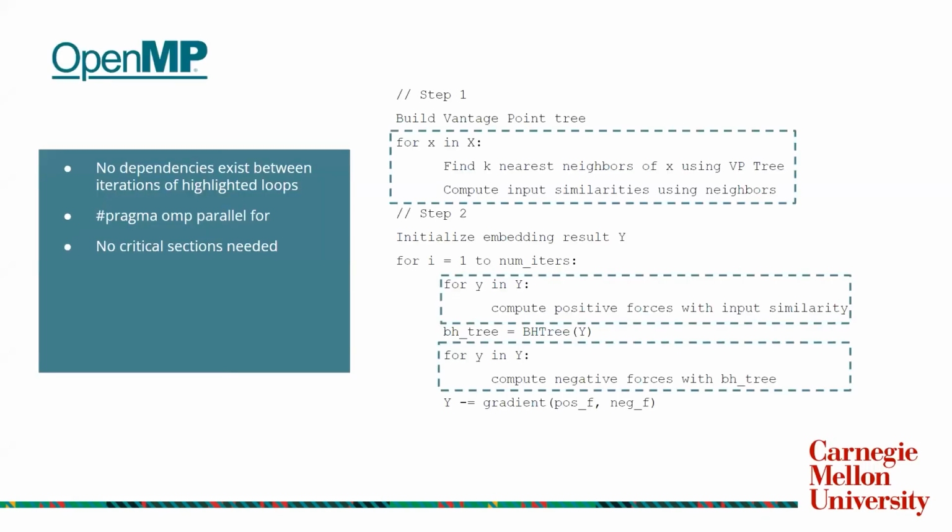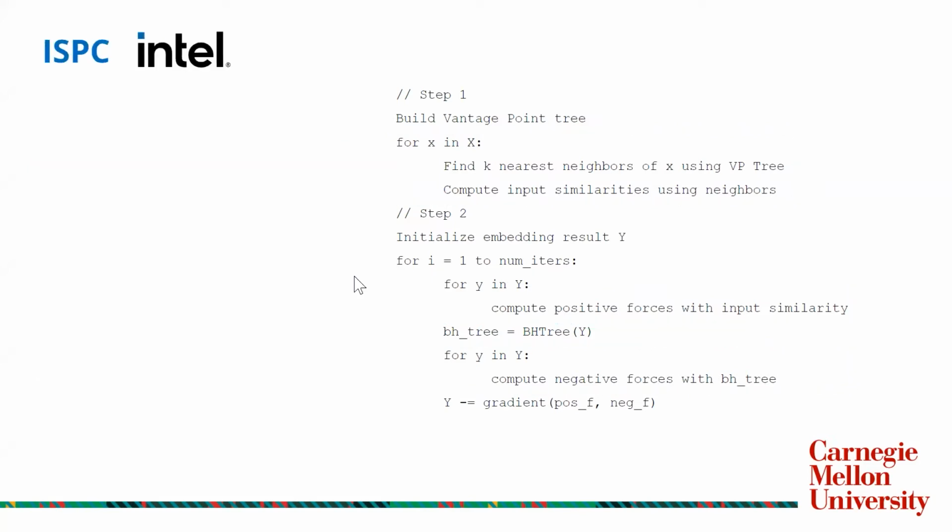The first one is pretty straightforward. In these three for loops, there are actually no loop dependencies between iterations. So we can simply apply OpenMP and use parallel for, and there will be no critical sections needed. Of course, we dug further into the algorithm, and we found the following.